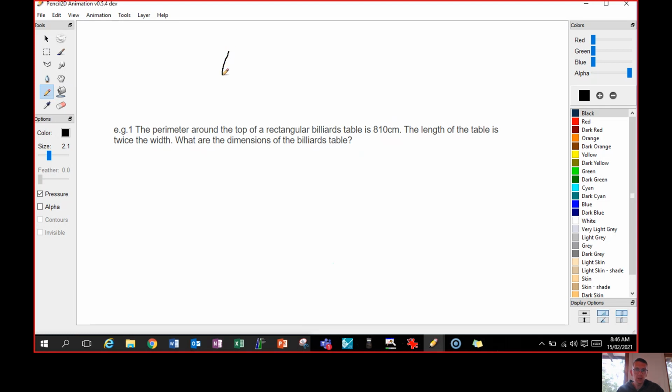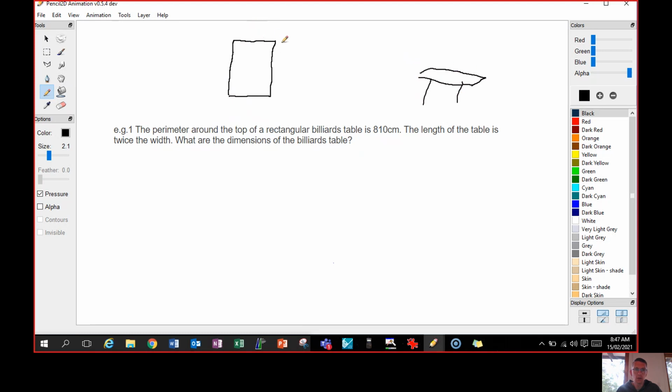With these questions, sometimes you're best off drawing a bit of a diagram. So I'm just going to draw my billiards table. If you don't have billiards tables like pool, it's the same thing. You've got all the balls on the table, and you've got to get them in the pockets, the corners and the sides. So the perimeter around the top of a rectangular billiards table is 810. It does say around the top, which is a bit weird, but it's the perimeter, so we're going to go all the way around. We're talking about the top of a billiards table because a billiards table also has legs. So they're just talking about the top area up here.